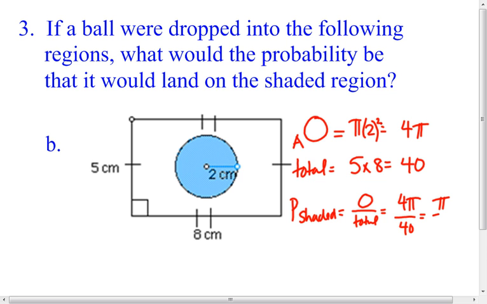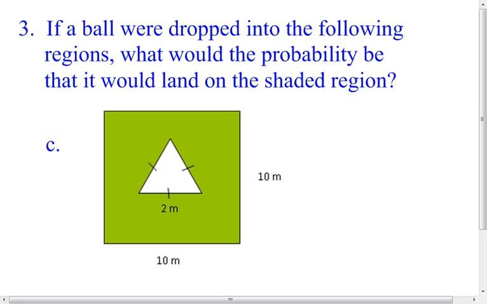And I would actually prefer it if you would leave it in terms of pi instead of giving it to me as a decimal. I'm not even sure what the decimal is, and I don't have a calculator on me right now. But leave it in terms of pi. That's as simple as you can reduce it, and that's the most exact answer that you can give me.